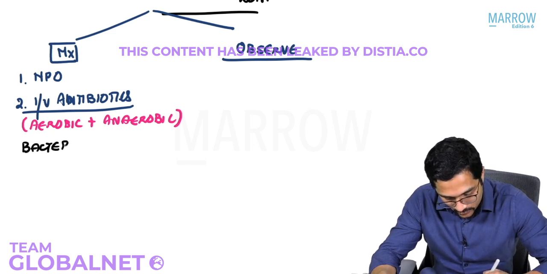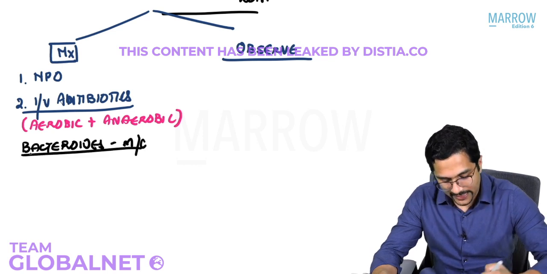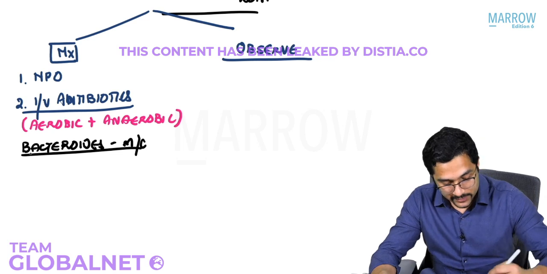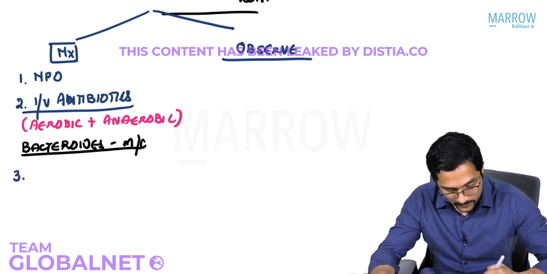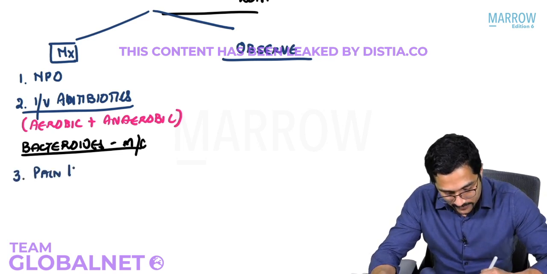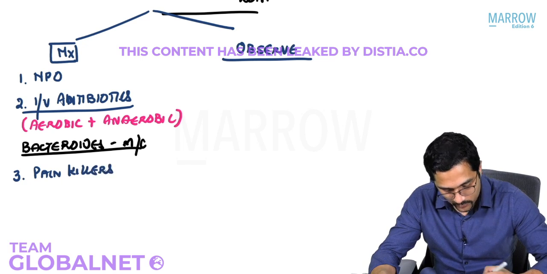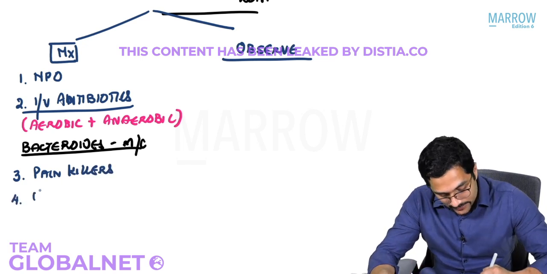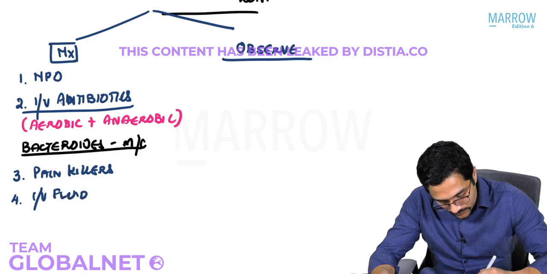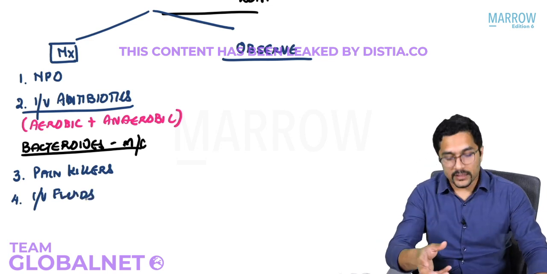So you need anaerobic cover, bacteroides is the most common. That is why we need anaerobic cover as well in these patients. Along with this, you will give them adequate painkillers through the IV or the IM route. Bowel rest, IV antibiotics and IV fluids are also given. So this is the treatment which we offer to these patients.